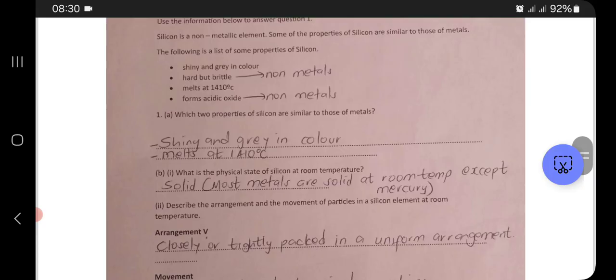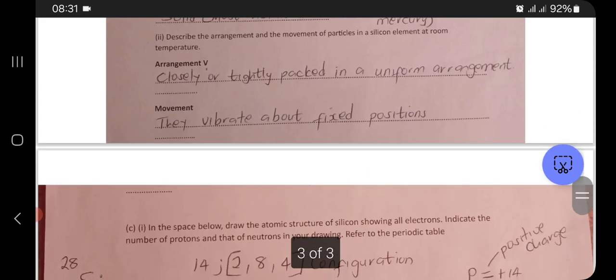Basically, they're looking for the arrangement and movement of particles of a solid. So solids, what do we know about solids? How are particles arranged in a solid? They're closely packed, or you can say tightly packed in a uniform arrangement. Then in terms of movement, particles in a solid don't move. They just vibrate about fixed positions.